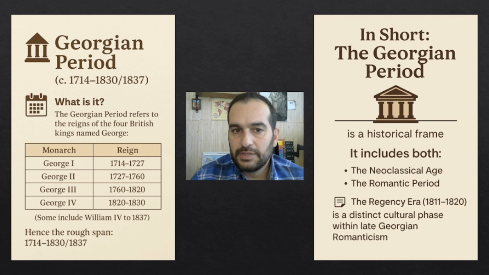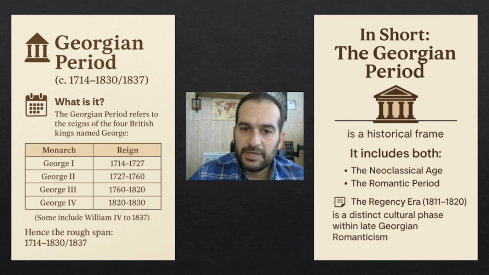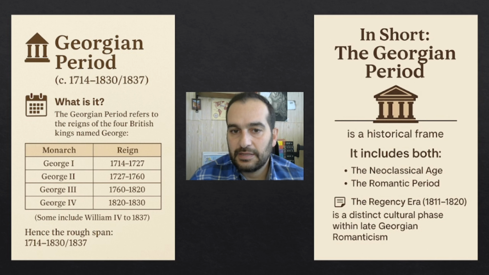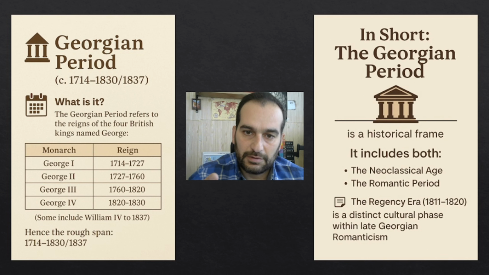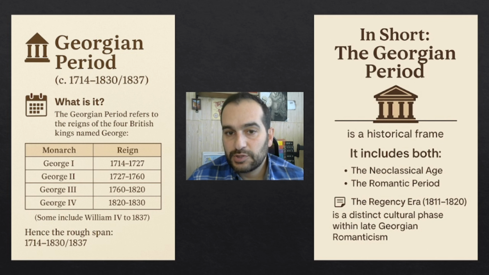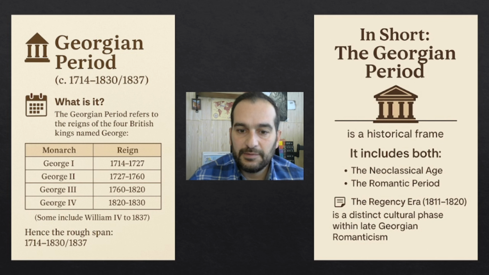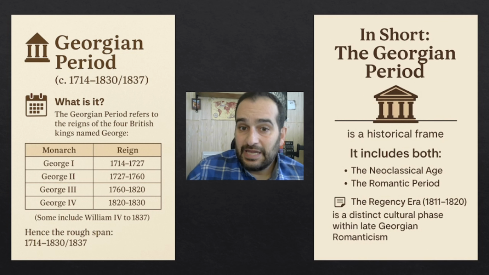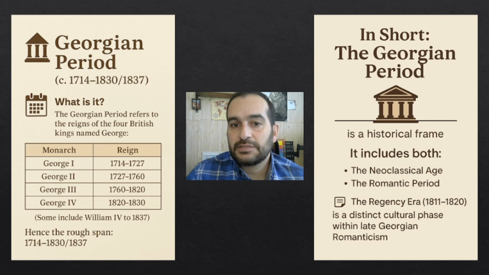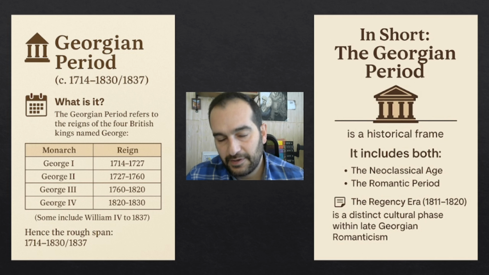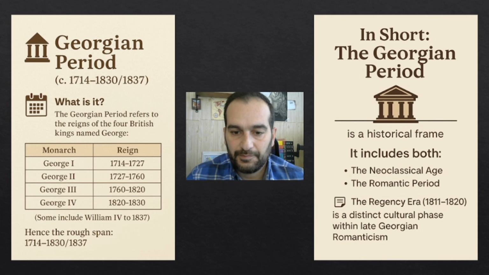Why do we call this period the Georgian period? Simply because of the four kings that this era witnessed: George the First, the Second, the Third, and the Fourth. Some scholars include William the Fourth also in the Georgian period. So it's named after the four kings George, from George the First till George the Fourth.